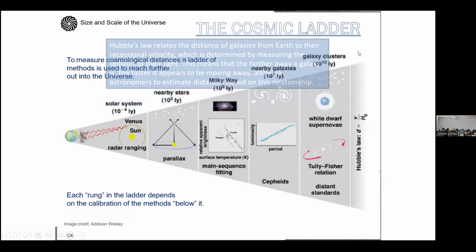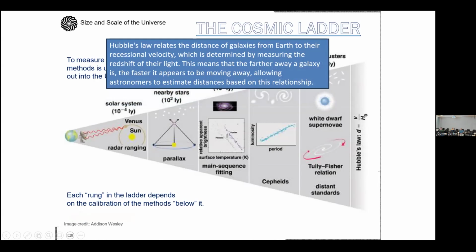And Hubble's law is the measurement of a celestial object's redshift. It's a measurement of how quickly an object is receding away from us to estimate its distance. So those are the closest rungs and the furthest rungs, and that's it.